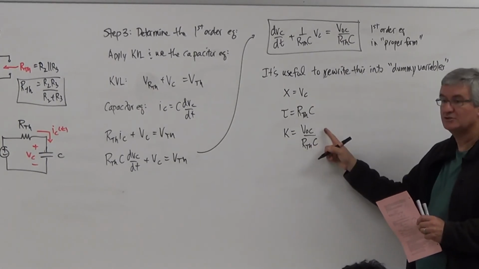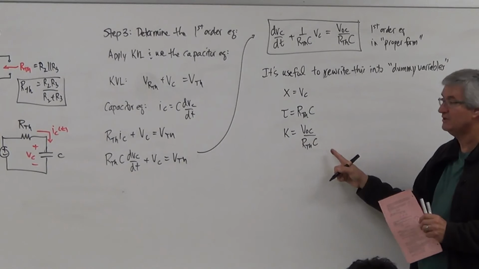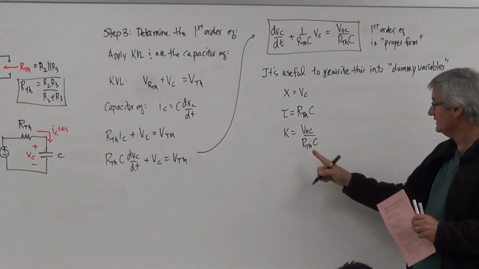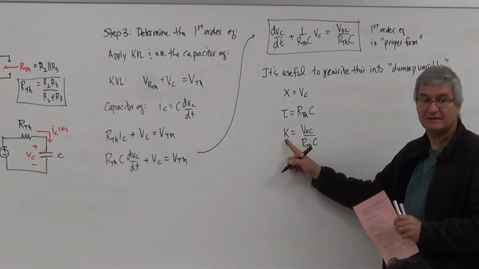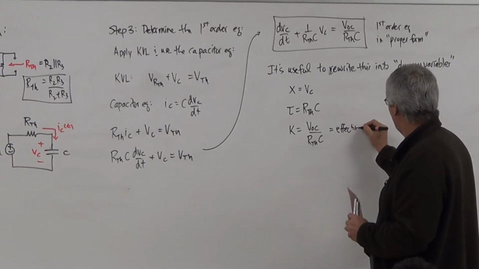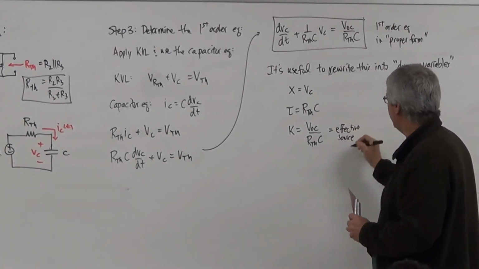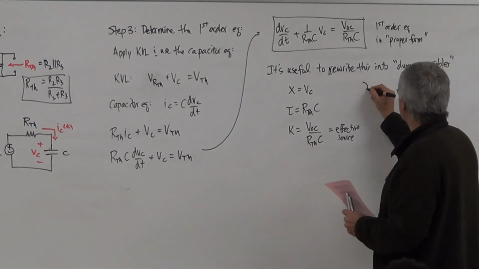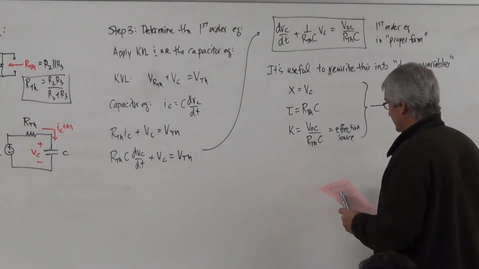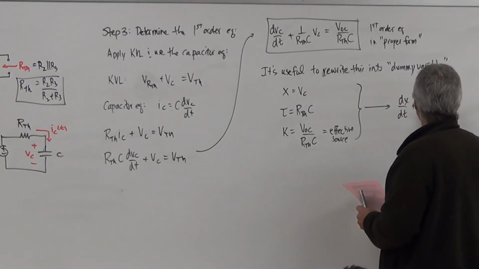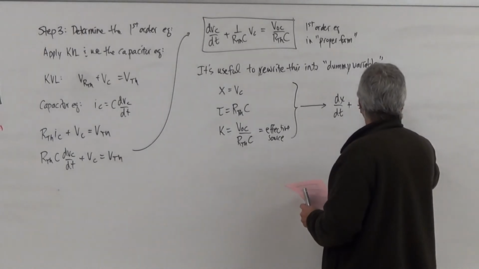K is not a source. It doesn't even have the right units, right? This would be voltage divided by time. We can't say that K is the effective source, because it's directly proportional to the voltage, and RC is just a plain constant. So if I write this thing here, what we'll see is that this now takes on the form dx/dt plus x over tau equals k.